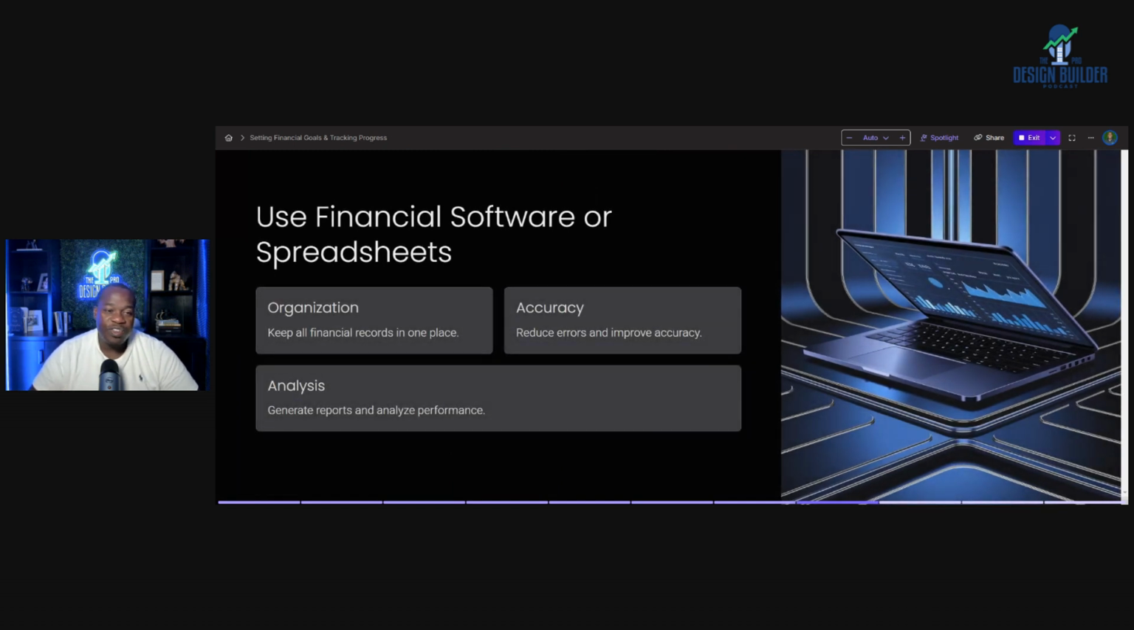All right, use financial software or spreadsheets. We're constantly using different spreadsheets to know and understand and track exactly where we're at on this project. So get used to some of those spreadsheets that we're going to be sharing with you. All right, organize: keep all financial records in one place, which I have already covered. Reduce errors and improve accuracy. Analyze: generate reports and analyze performance.